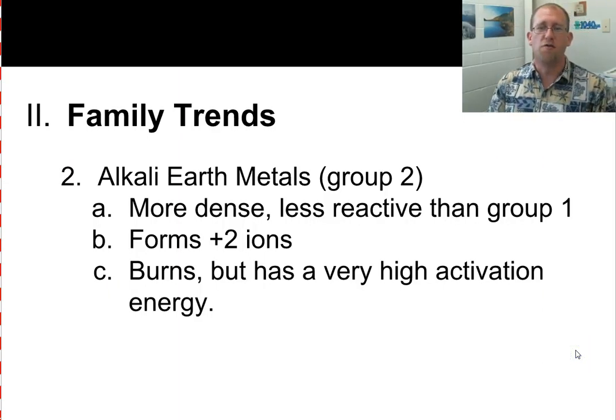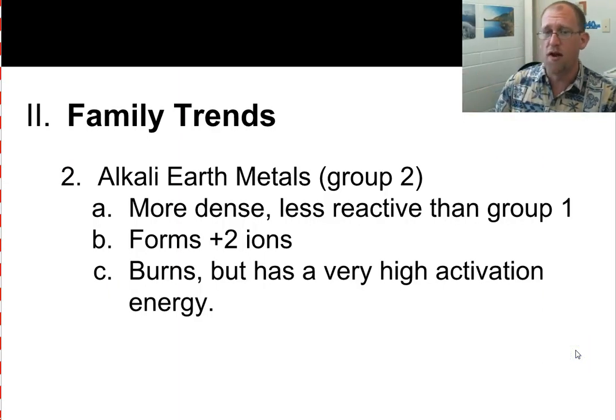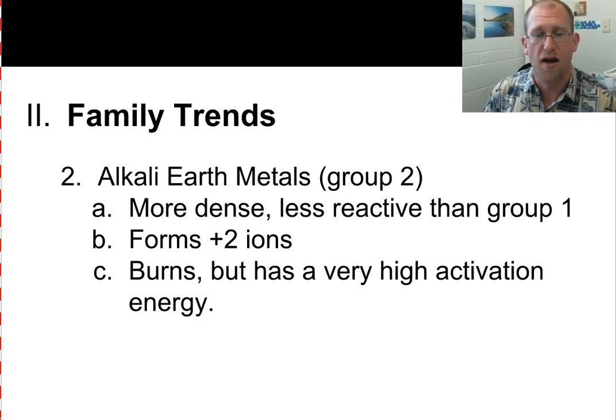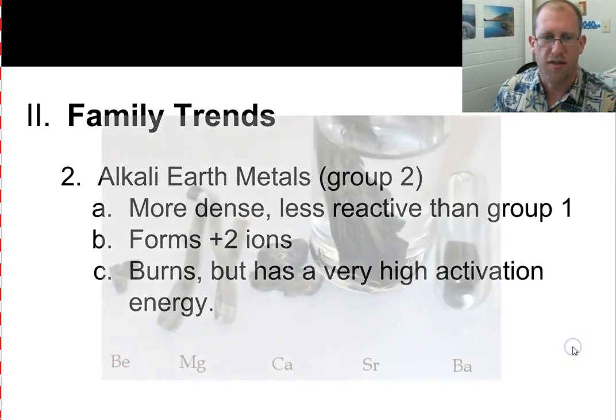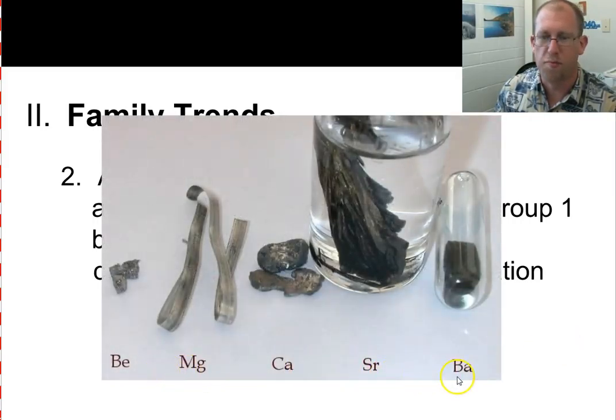And so alkali earth metals, group 2, are very similar to group 1. They're more dense, they're less reactive. They form +2 ions, and they do burn, but you've got to get them really hot for them to burn. So things in this group are beryllium through barium.